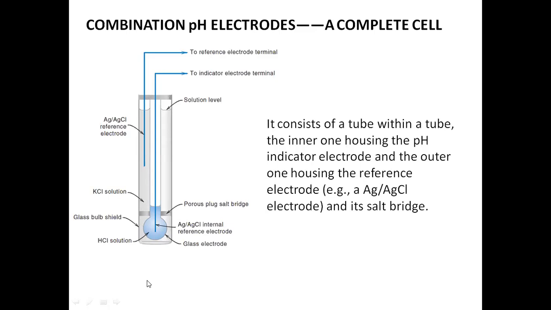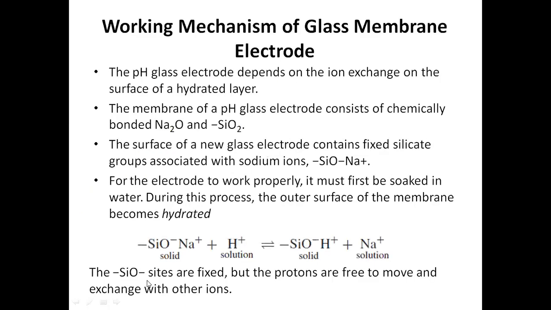Now, what is the working mechanism of this glass membrane electrode? How does this glass membrane electrode give a result or give the potential? So let's discuss it, and it is a very important topic for your exam, and for your future research work also. If you go into research work, or into any QC lab, this mechanism will be very helpful in developing pH meter based methods.